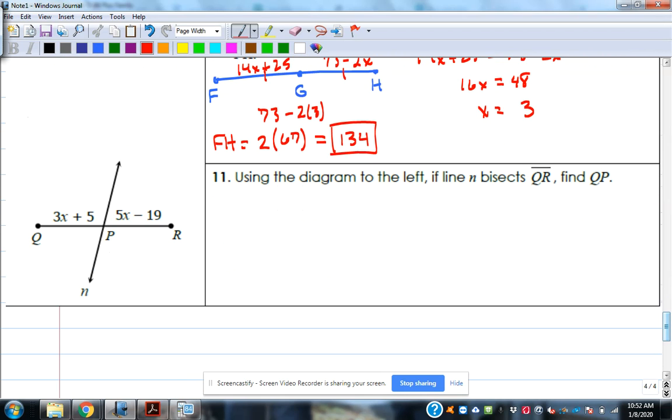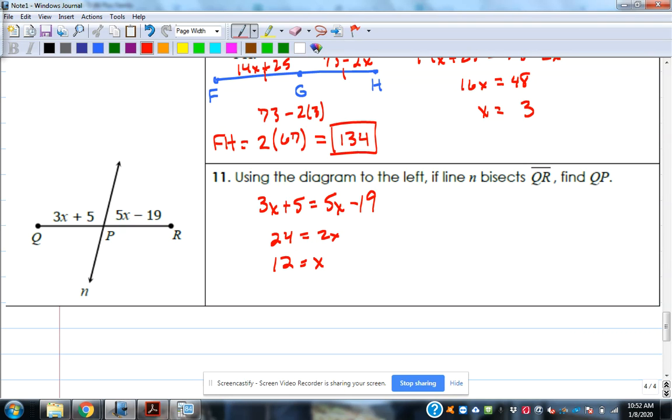All right, let's look at number 11 there. Using the diagram on the left, if line N bisects QR, find QP. So this is kind of just laying right on top of what we did yesterday. So what do we do to solve this problem? Set those two things equal to each other. Find x. So 3x plus 5 is equal to 5x minus 19. So it'd be 2x is equal to 24. x is 12.